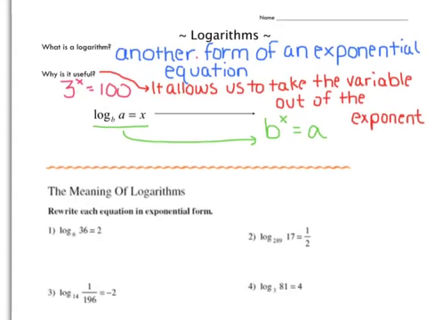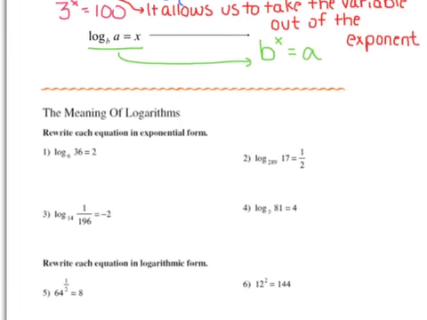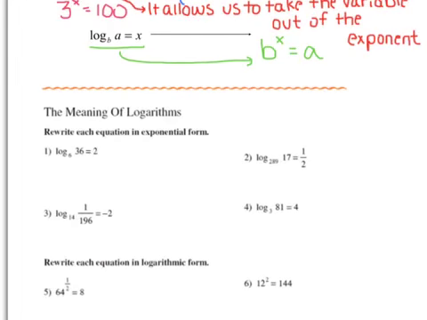Let's do just a couple of examples of that. I would encourage you to write down these examples. Let's take a look at that first one. It says rewrite each equation in exponential form. I have log base 6 of 36 is equal to 2. So I would rewrite that starting with the base. I would say 6 to the power of 2 is equal to 36. That's how you would rewrite that as an exponent.